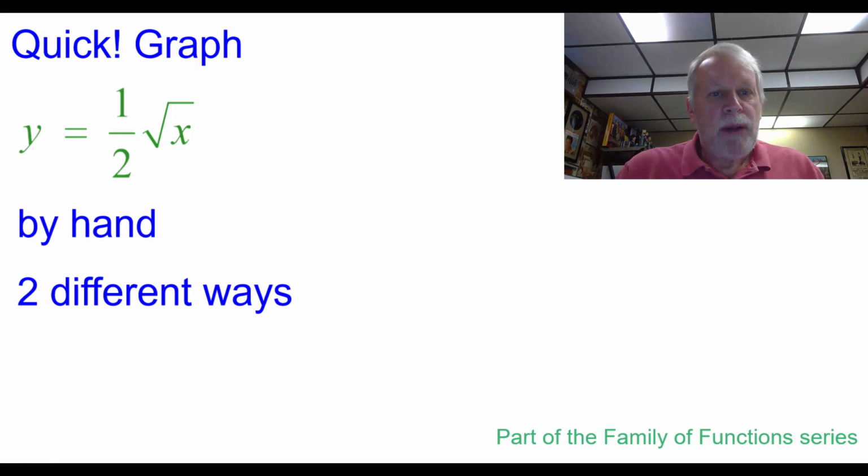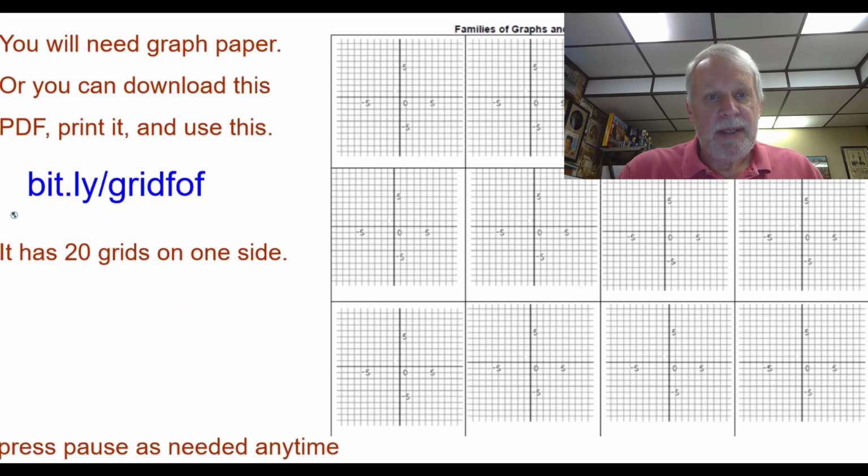Quick, graph y equals 1/2 times the square root of x by hand, 2 different ways. This is part of the family of functions series. You will need graph paper, or you can download this PDF and print it. Press pause as needed anytime during this video.